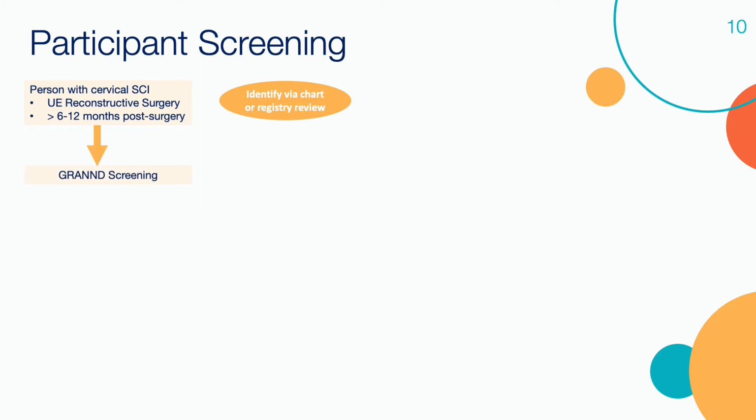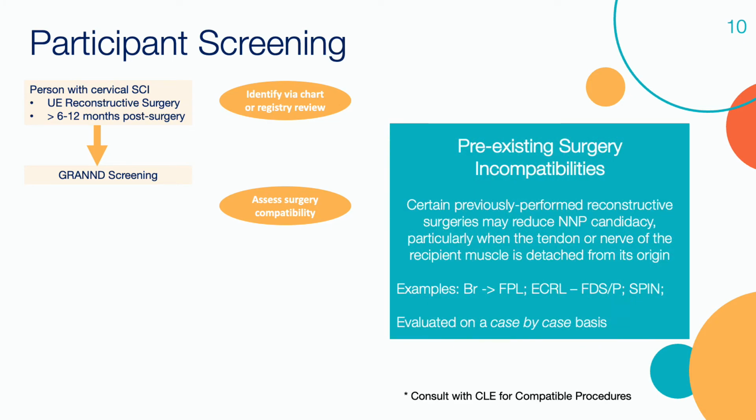The next step is screening for the pivotal trial. In addition to verifying that the participant meets the inclusion criteria, compatibility of the participant's existing reconstructive surgeries needs to be assessed. Now, why would that be? Certain reconstructive procedures may negate NNP candidacy, particularly when the tendon or nerve of the recipient muscle is detached from its origin. For example, in a BR to FPL transfer, the FPL tendon is detached from its origin and the BR tendon is transferred in.